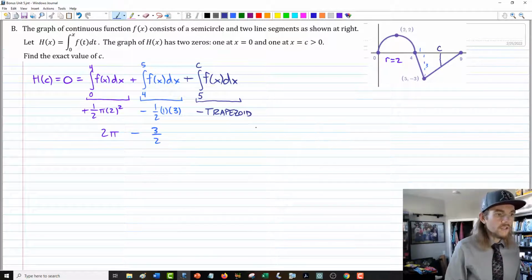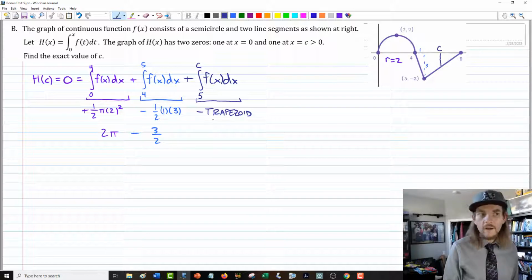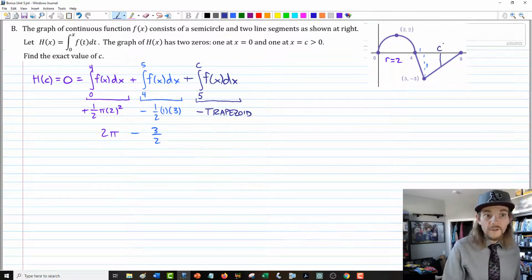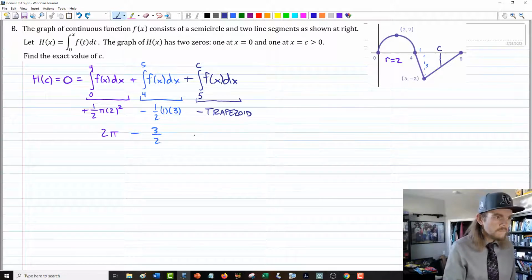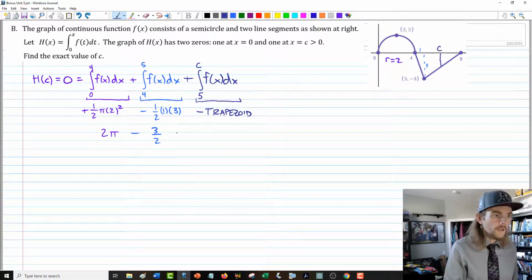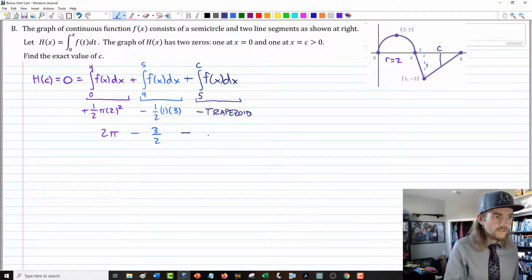So our real question here is, well, what is that area of the trapezoid represented as a function of c? The x value we're going to call our 0. And that's where the real challenge of this problem comes in. So I'm going to write this like so.